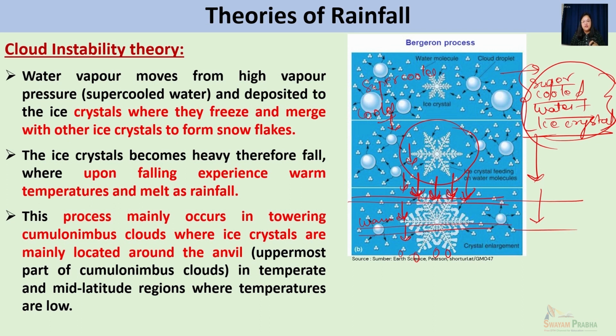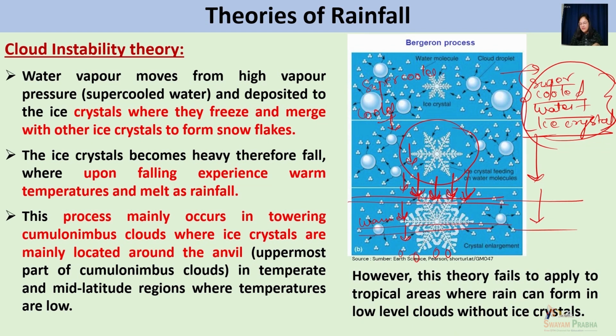In this particular theory, the existence of supercooled water and ice crystals together is very important. So their formation can mainly be found in mid-latitudinal or higher latitudinal areas only. So clouds found in higher latitudinal or mid-latitudinal areas experience this type of phenomenon, which is explained in this process of cloud instability theory. Therefore, this theory basically provides an explanation primarily for precipitation only in mid-latitudinal or higher latitudinal areas.